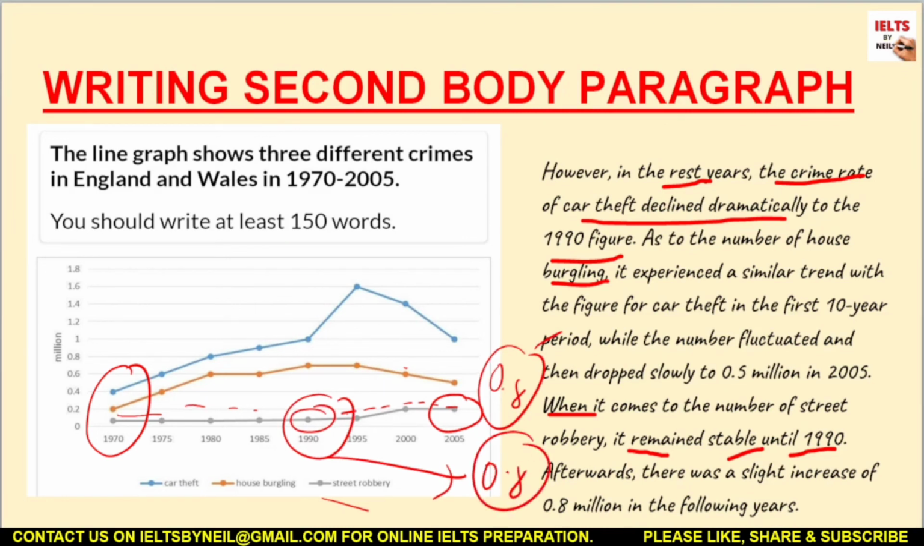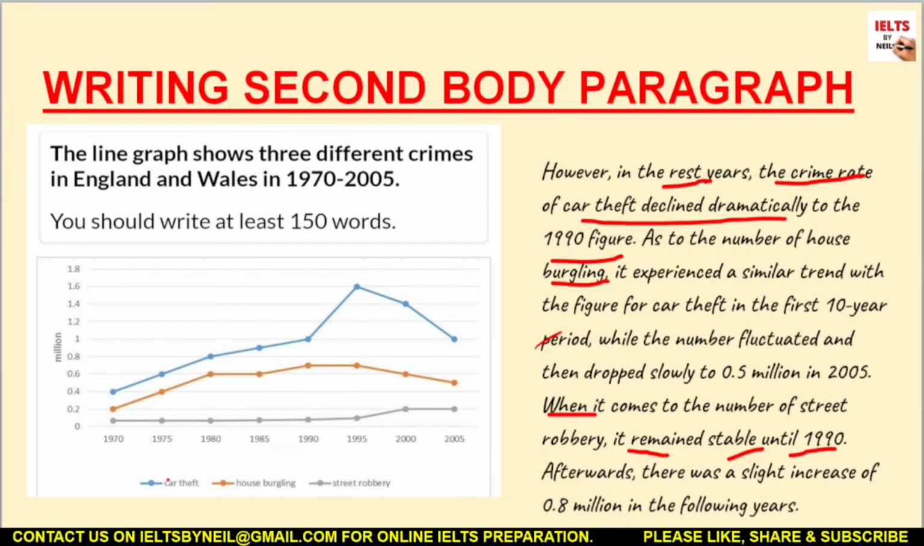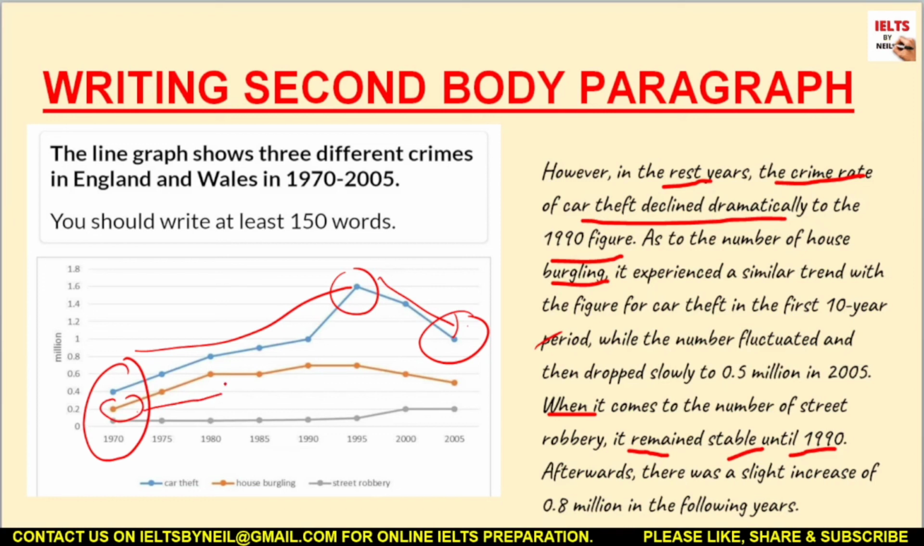So see what I've done. Again, I'm going to explain it to you. In the first body paragraph I've talked about the beginning or the starting point of all three crimes, and then I have covered until here, right? The car theft. In the second body paragraph I've finished this car theft until here, and I've started to talk about this house burglary, and I've said that the similar trend was followed like this and increased until 1980, and then it fluctuated. See, from 1980 to 1985 it's coming down, then going up, then coming down, and I've talked about the last point. So see, what I'm making sure is that I'm talking about the beginning and the ending point.